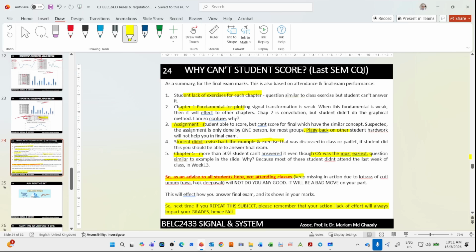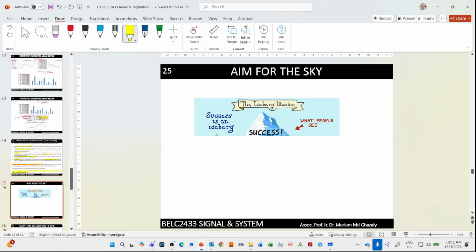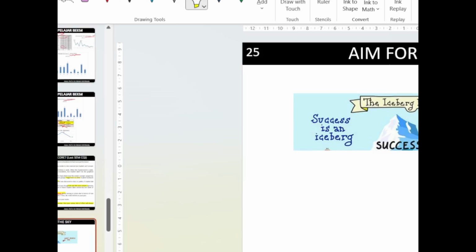So basically, when a good student did the exercises, I know that this student really understood in class and put effort into the revision. But if a student cannot answer the final exam, most probably I know that they didn't put in effort, they didn't study beforehand, and that is why you fail. Don't cry to me when you fail. You just need to retake the subject next semester. So again, I'm going to repeat this.